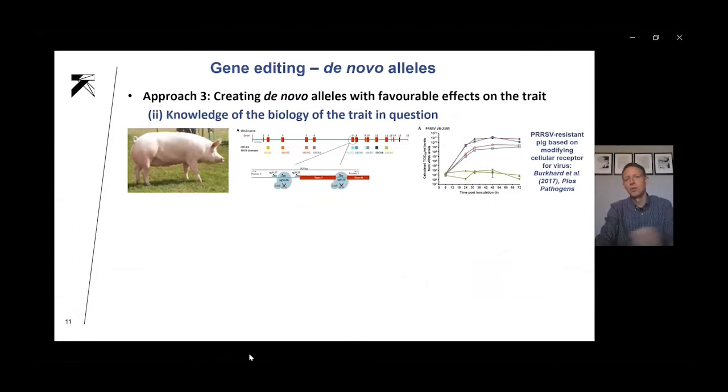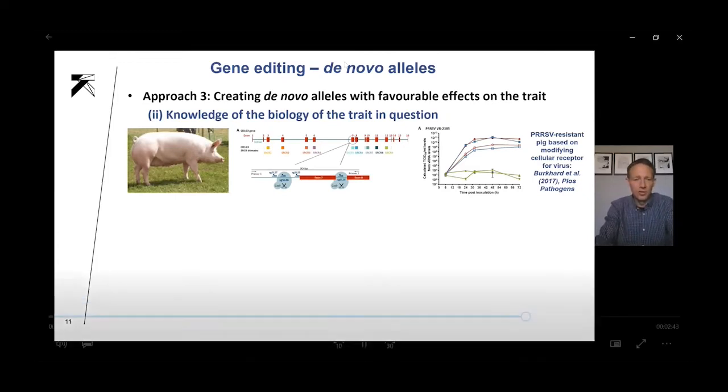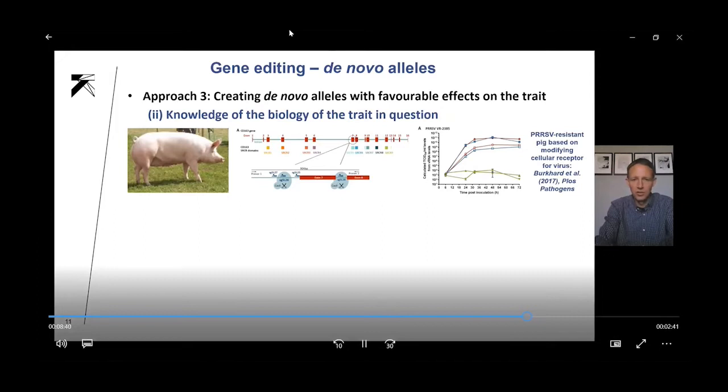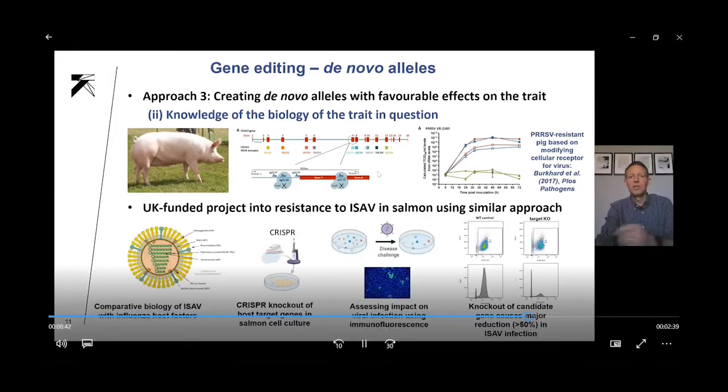It's quite a famous example where a host cell receptor for the PRRS virus in pigs was targeted, or one domain of the gene, one domain of the protein, was targeted, and the knockout resulted in a resistant pig, which was completely resistant to PRRS virus with that small change to one gene and one protein.